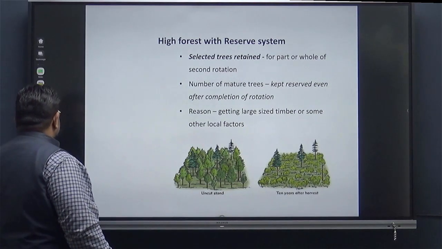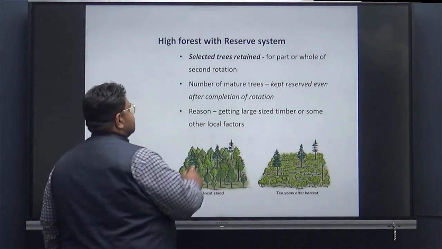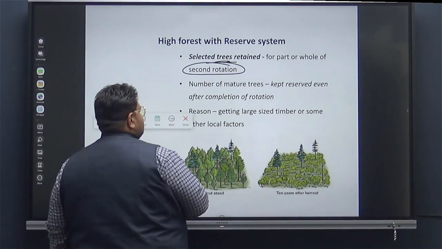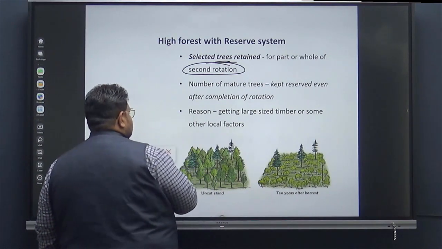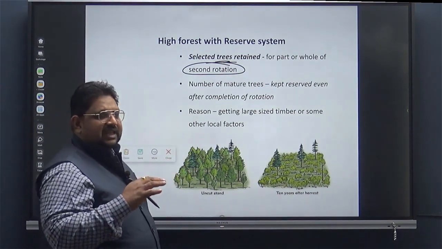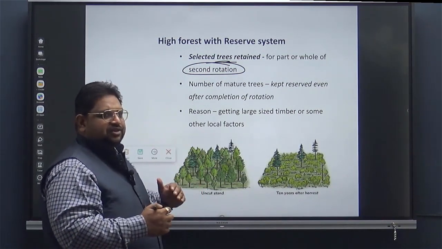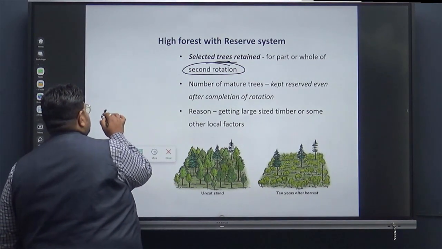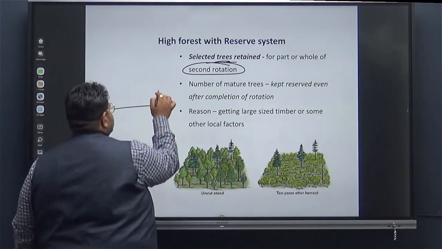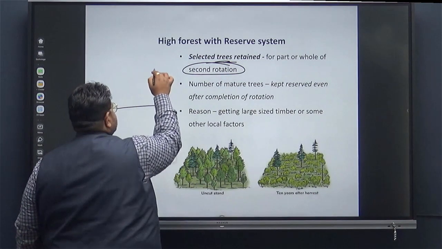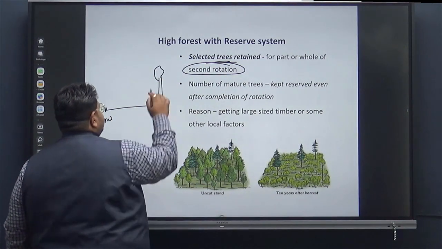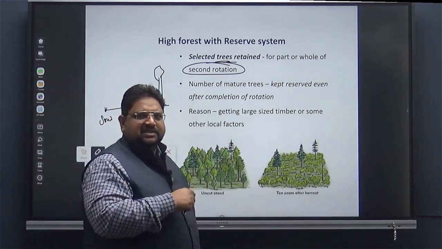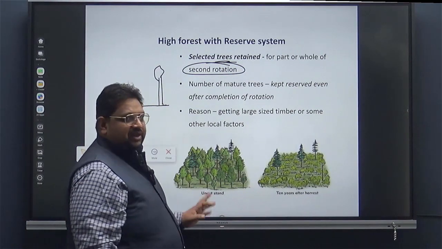So this is another kind of accessory system where the selected trees are retained for part of or the whole of the second rotation, and the trees are left without cutting even though they have reached maturity in the first rotation. So this is a stage where we sow the seed, and this small seed will become a tree and be ready for harvest. Okay, all the trees, and after this a new set of regeneration will happen and the young ones will replace this old tree. So this is called one rotation.